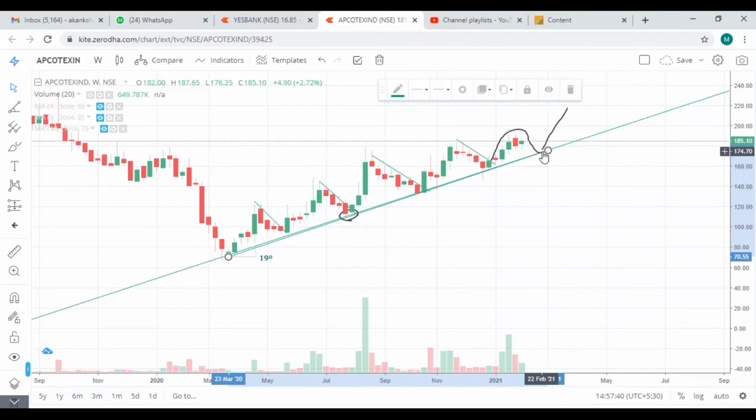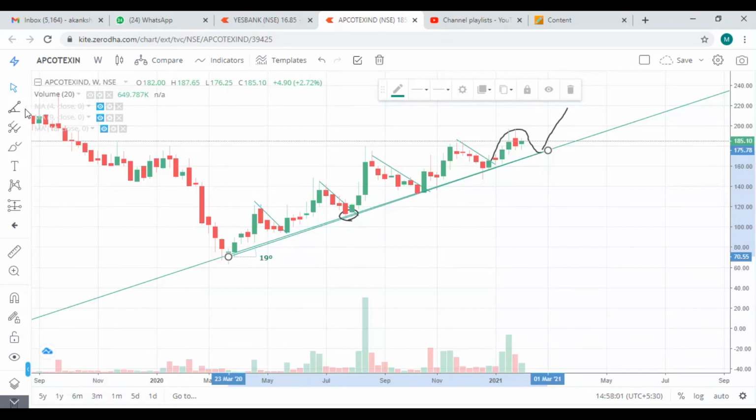Whenever it reaches here, do not take a trade here. Let's wait for some time and let one green candle appear here. Right? When the next green candle appears, you can take a trade then. So it was all about the trend line for today.